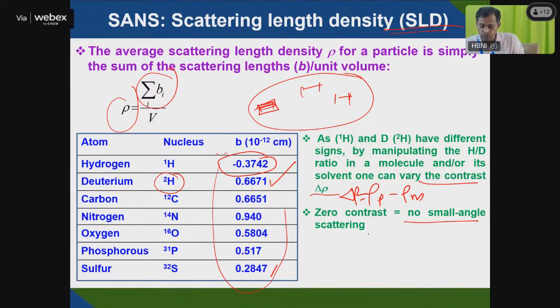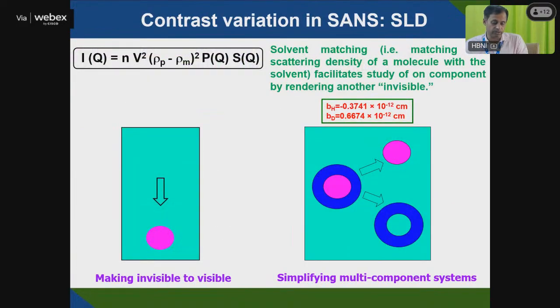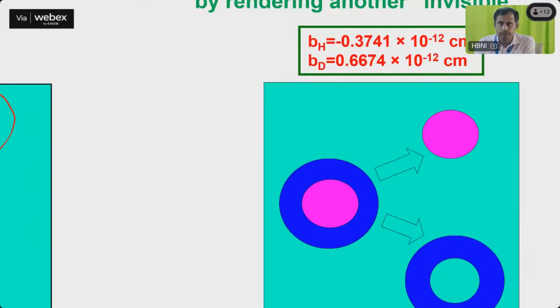Zero contrast means no small angle scattering. If the particle and the medium have the same contrast, what will happen? You will not be able to see any difference, and in that case no scattering is possible. You can see an example I have shown here, making something invisible so that you are not able to see it. So I(Q) equals N V squared times (rho particle minus rho matrix) squared times P(Q).